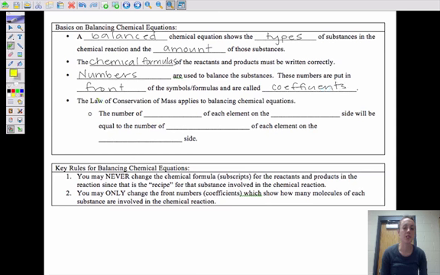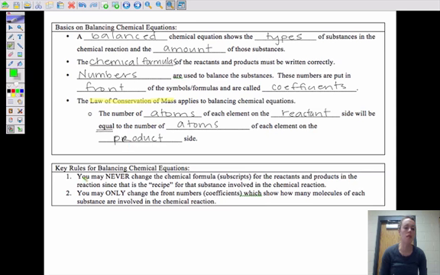The law of conservation of mass is what we've been talking about a lot in the past few days, and it applies perfectly to balancing chemical equations because the number of atoms of each element on the reactant side, or what we start with, must be and will be equal to the number of atoms of each element on the product side. So what we end with.